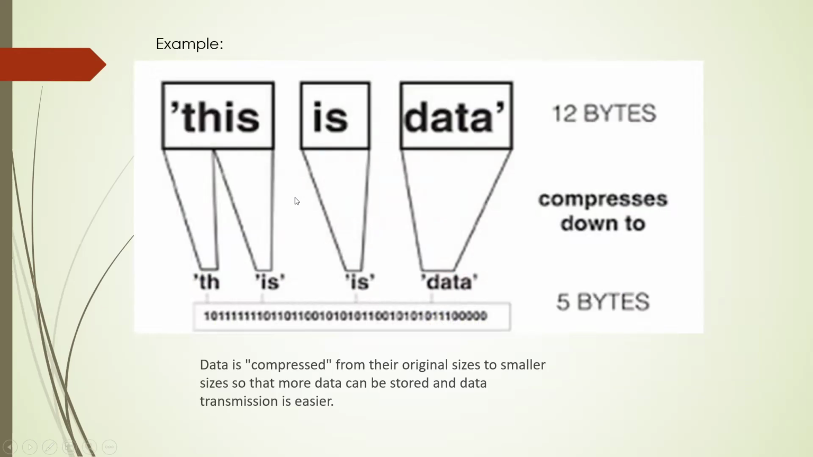Let's see an example of data compression. "This is data" is a sentence taken as an example. Data is compressed from the original size. The original size of "This is data" is 12 bytes, and it is compressed into 5 bytes. More data can be stored, and data transmission is easier, by the data compression technique.